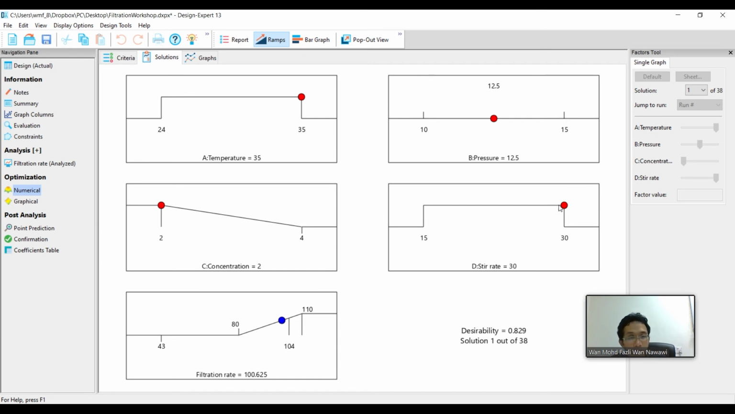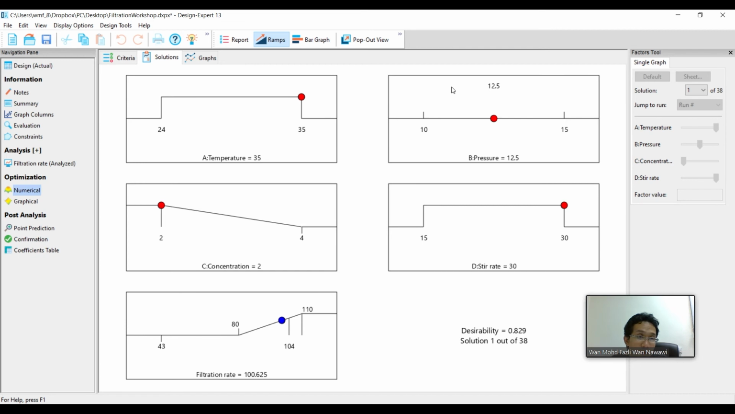If you look here, pressure is 12.5, which is not what we used in the design, because in the earlier experiment it was 10 to 15. But now it comes with something new. You don't repeat whatever you did before. Before, you already had something done, but now it's prediction, so that's why there are some differences. And this is one of the solutions.